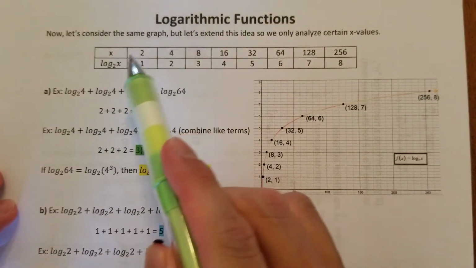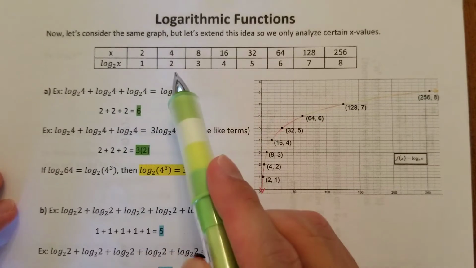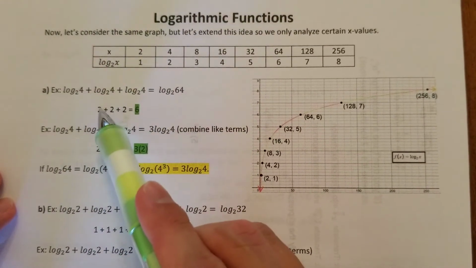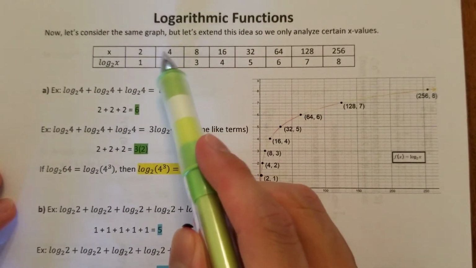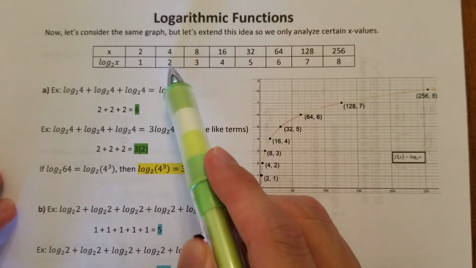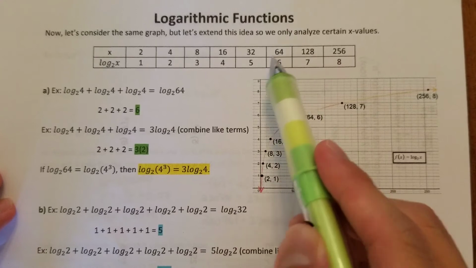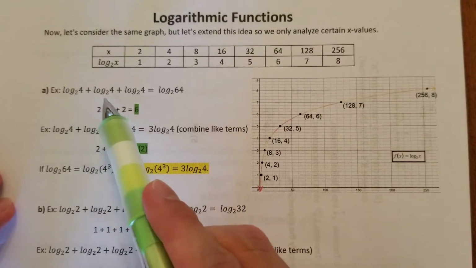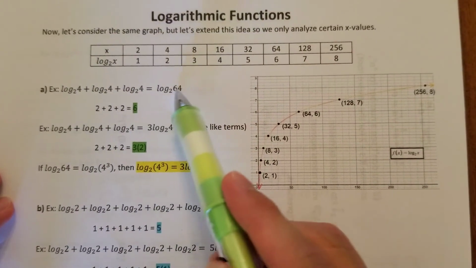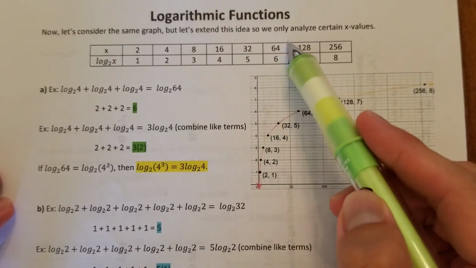But anyway, we have this one, x equals 4, so this means log base 2 of 4 is going to be 2. If we do this multiple times, this means 2 plus 2 plus 2 is going to equal 6. So log base 2 of 4 plus that is going to be log base 2 of 64.